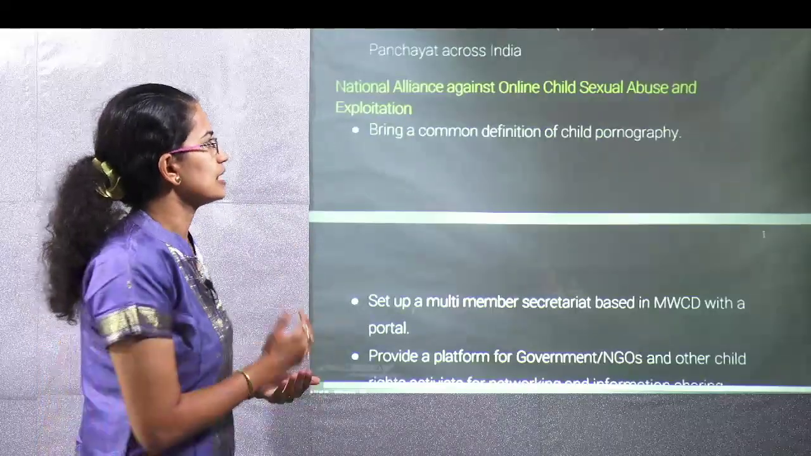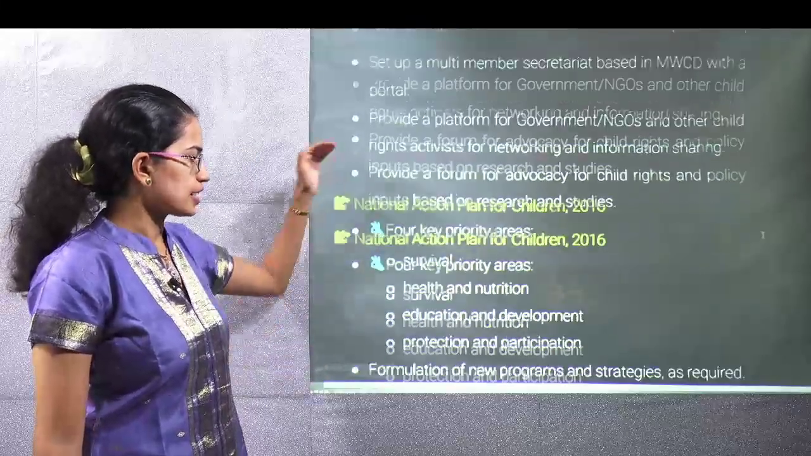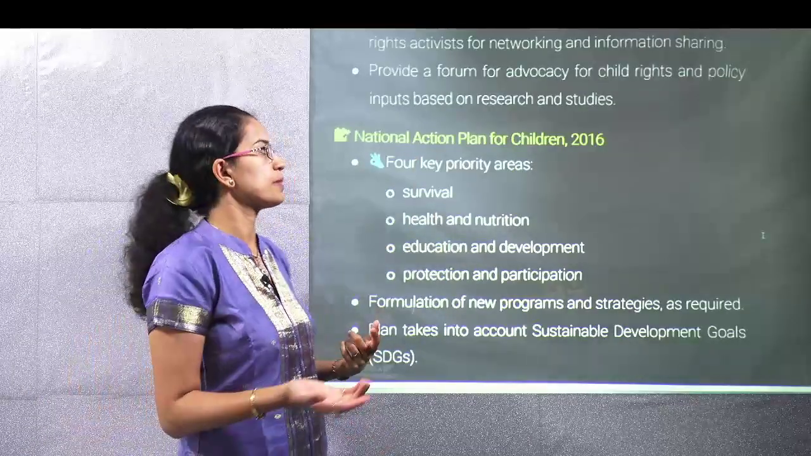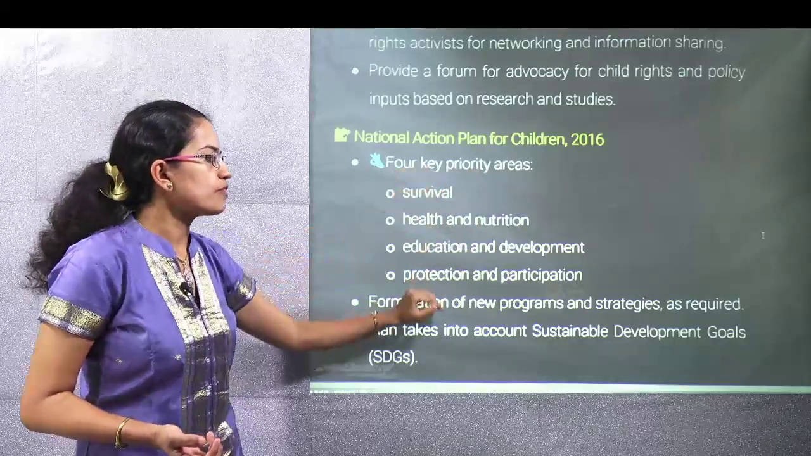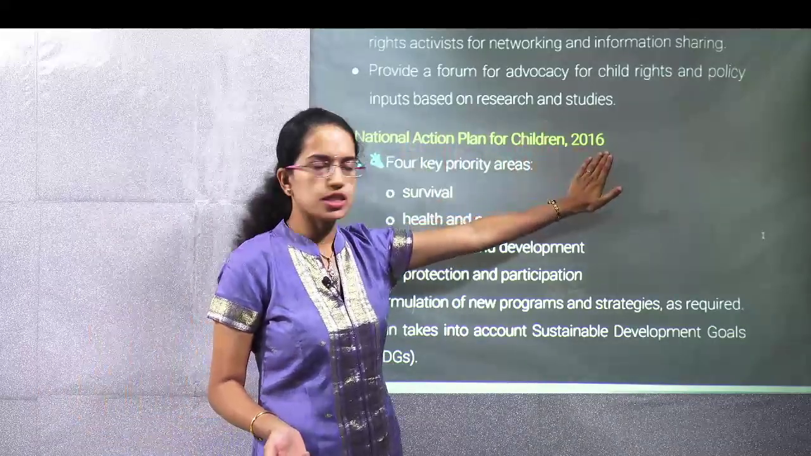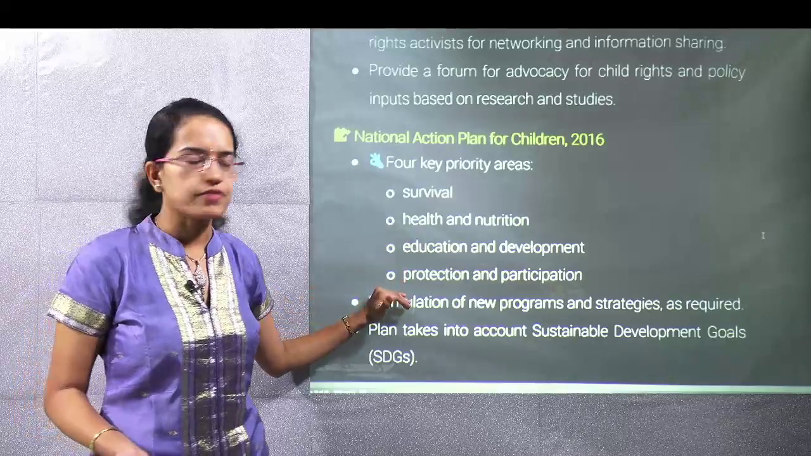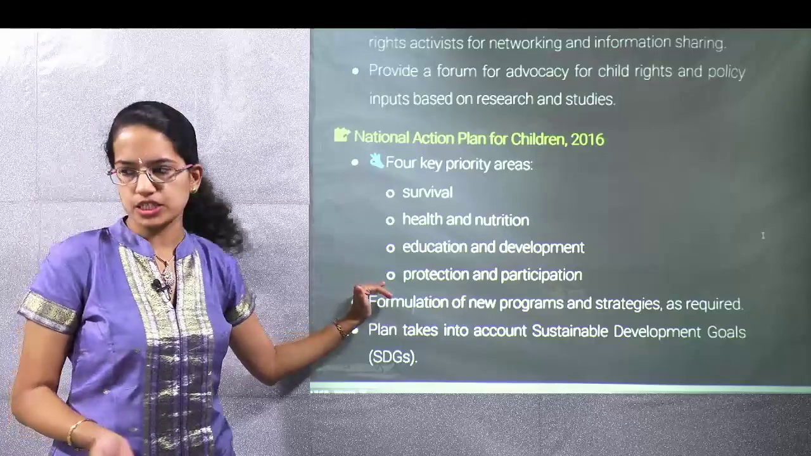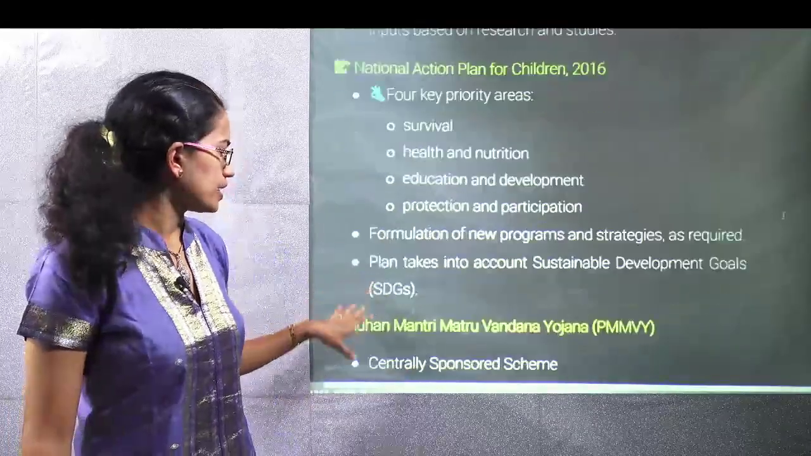The next is National Alliance Against Online Child Sexual Abuse and Exploitation. So that's again important, and this is very important not only for your prelims but also for your mains. That's the National Action Plan for Children 2016. Which of the following is not a key priority of the National Action Plan for Children 2016? So you have 4 key priorities here that are very important. So survival, health and nutrition, education and development, and protection and participation. So those become very important here.